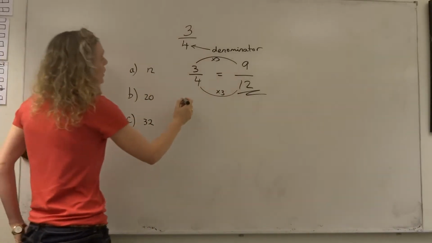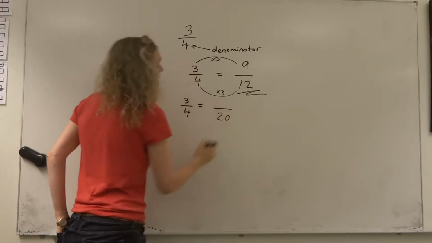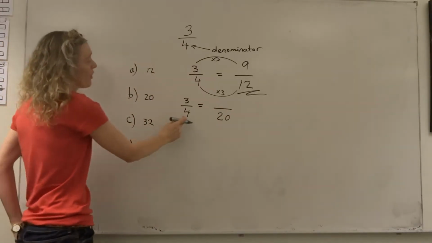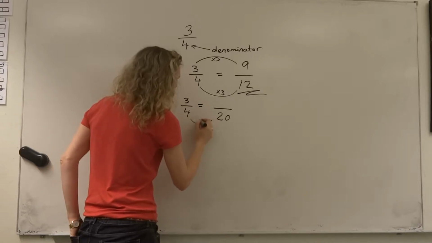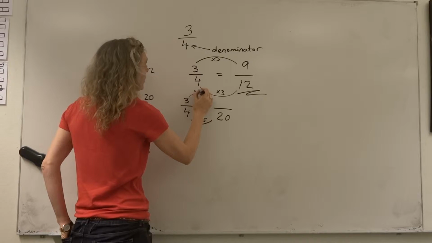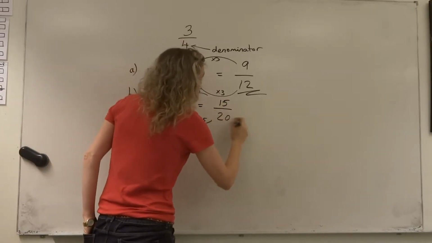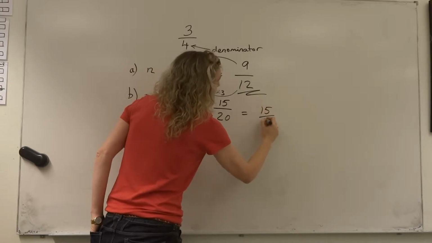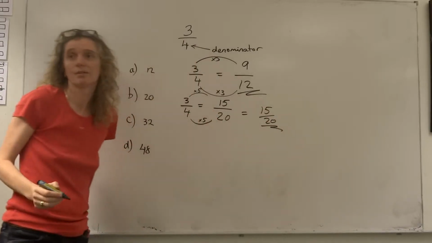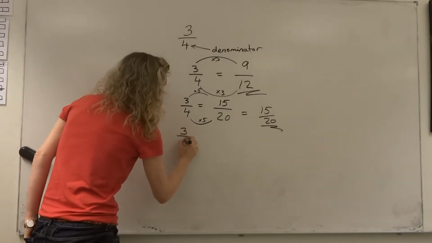The next one, the denominator now has to turn into a 20. How can I do that? If I multiply 4 by 5, I would get 20. I have to do the same thing on the top as I do on the bottom. So 3 times 5 would give me 15. So it's equivalent to the fraction 15/20.